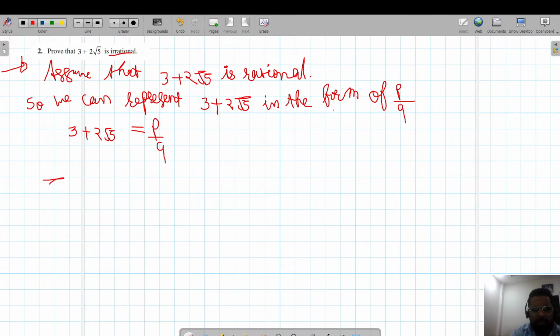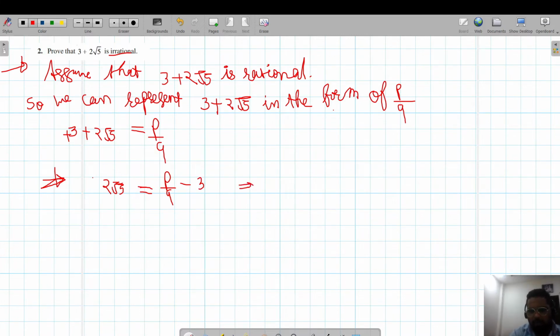So how can I write this? I will take this 3 to the right hand side. If there is no sign, then plus is always present; this is a positive number. If I take it to the right hand side of p by q, it will be p upon q minus 3, that is, p minus 3q upon q.